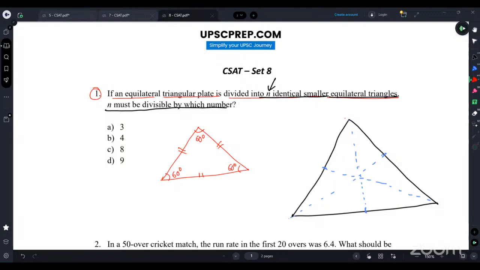See, now if I take a midpoint of this and join this way, and if I draw this triangle in between by joining all the midpoints here, I have joined all midpoints. Now, if you are able to see, guys, we are able to form four equilateral triangles. This is the first triangle, this is the second triangle, this is the third triangle, and this is the fourth triangle, right?